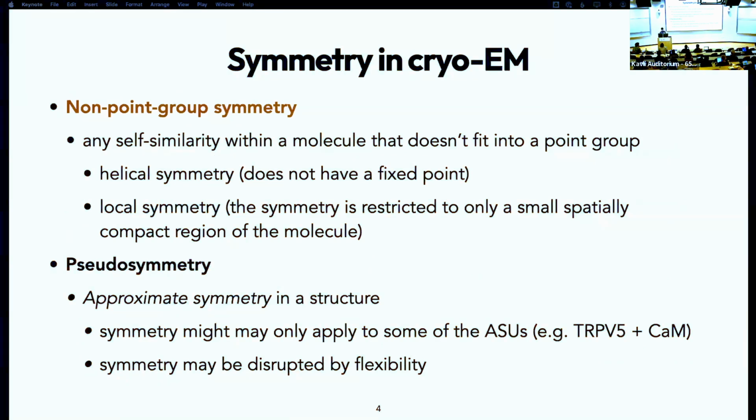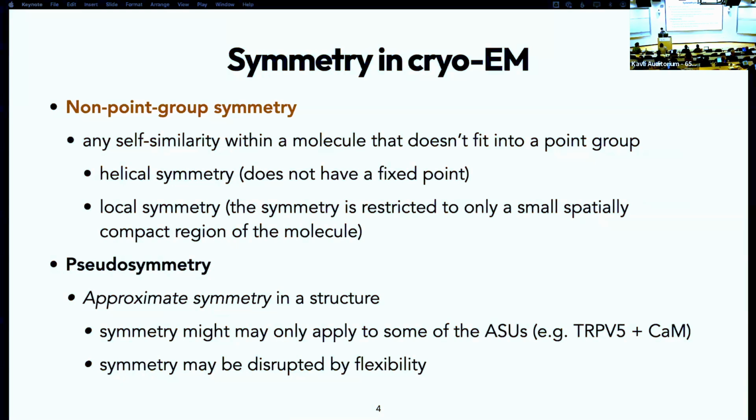So for the purposes of today, I'll use the term non-point group symmetry to refer to any form of self-similarity within a molecule that doesn't fit into the concept of a point group symmetry. One example of this in CryoSPARC is, of course, helical symmetry. The reason why it's not a point group is because it combines a rotation around the helical axis with a translation along that helical axis. So it doesn't leave any point in space fixed.